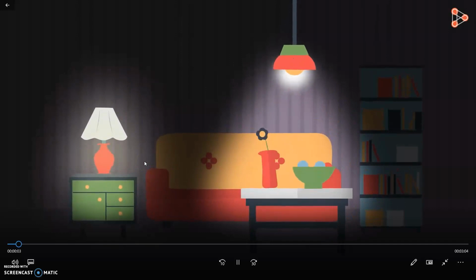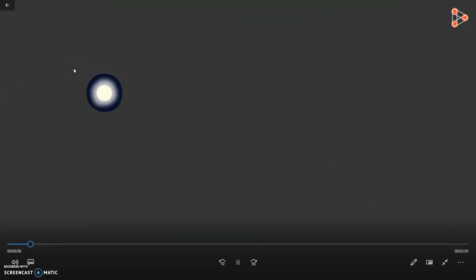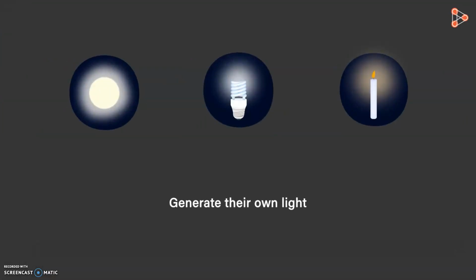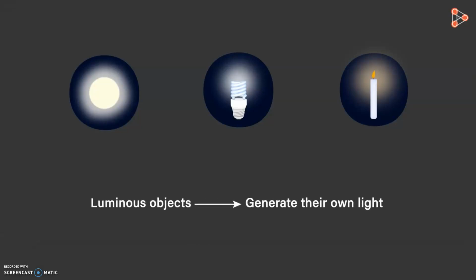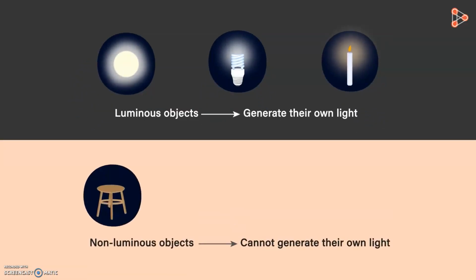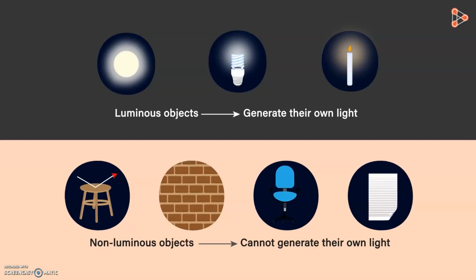Today's lesson is about light. As we have learned before, we need light to see, and there are different sources of light. For example, the sun, bulb, candle. These things that generate their own light, we call them luminous objects. There are other objects that cannot generate their own light, and we call them non-luminous objects. These objects actually absorb some of the light that hits them or falls on them.